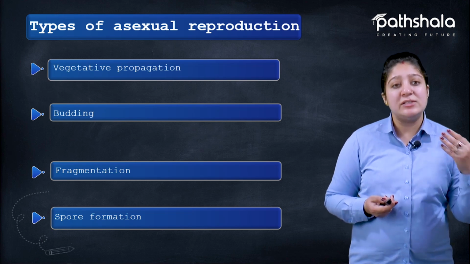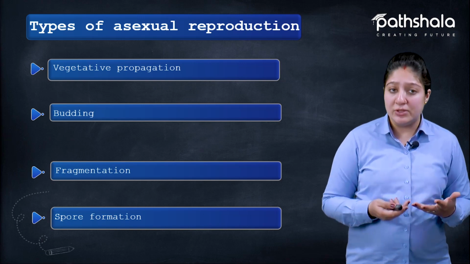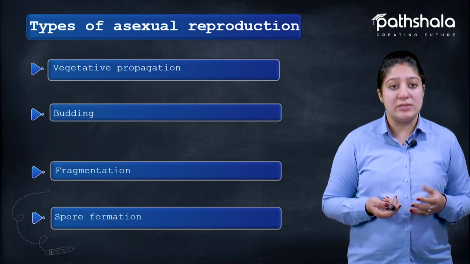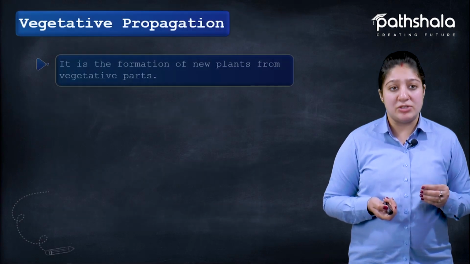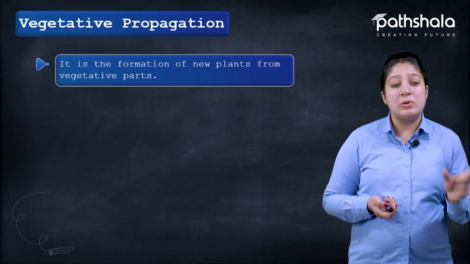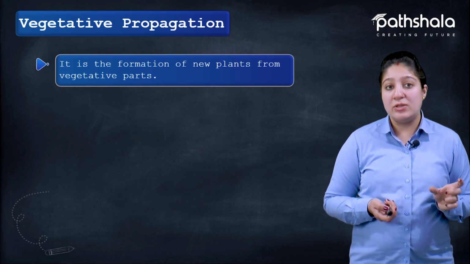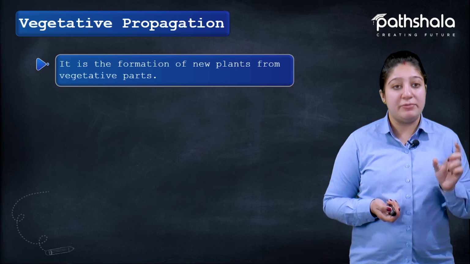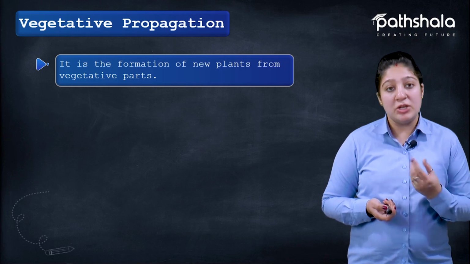So let's move to our next topic. We are going to discuss these four one by one and how these are useful. Now first of all, let's discuss what is vegetative propagation. As the word says, vegetative, here the plant reproduces by the vegetative part, or we can say that the vegetative part is formed or processed into a new plant.